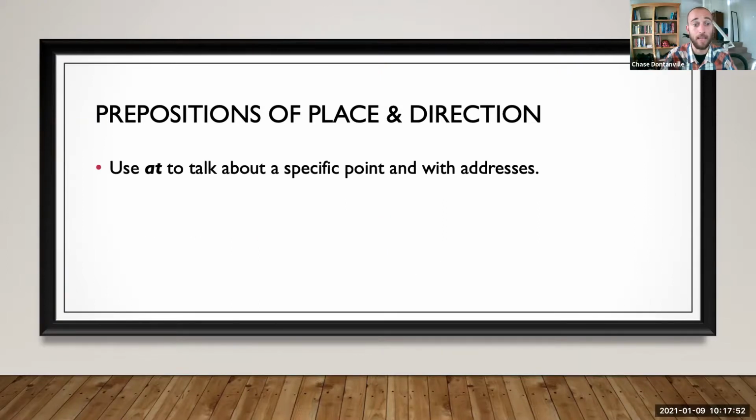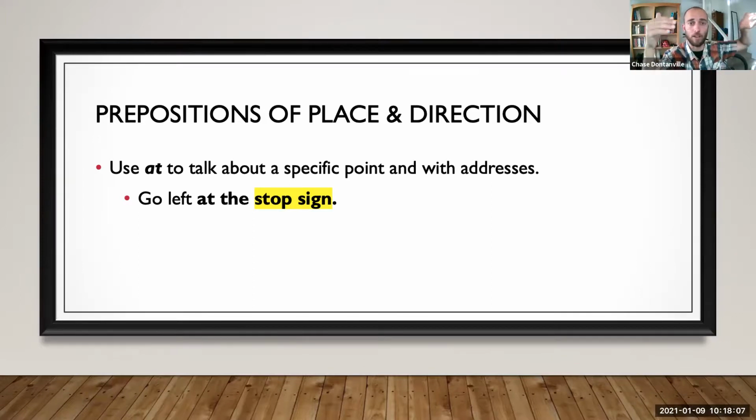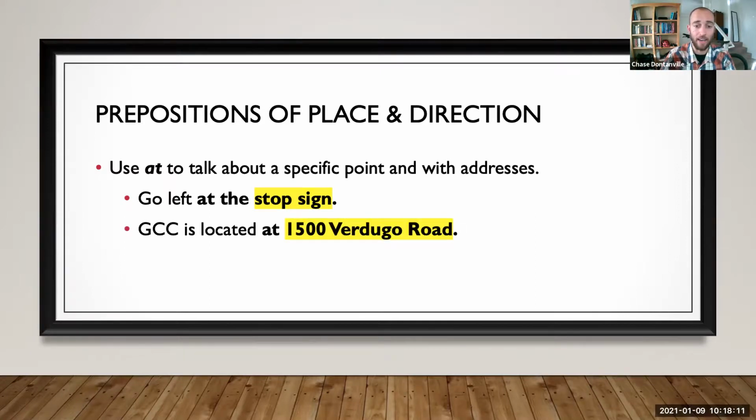At. Use at to talk about a specific point and with addresses. So go left at the stop sign. So the stop sign is a, excuse me, specific point. So at the stop sign, turn. Or GCC is located at 1500 Verdugo Road. So this is an address, we use at.